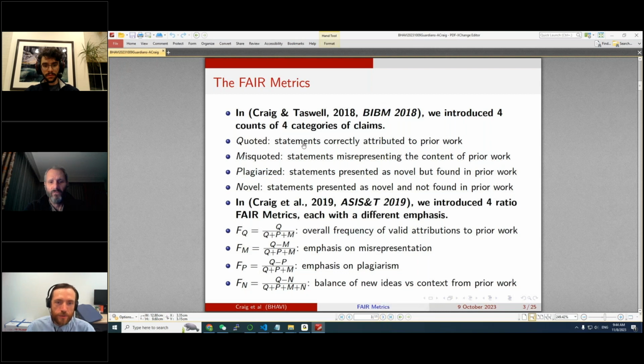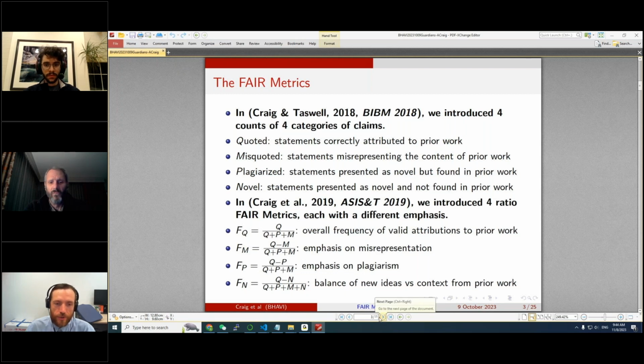And the idea is that we think of each scholarly work as a collection of claims, and then categorize these claims as quoted, that is properly attributed to prior work; misquoted, misrepresenting the content of prior work; plagiarized, that's presented as novel but actually found in prior work; or novel, presented as novel and not found in prior work.